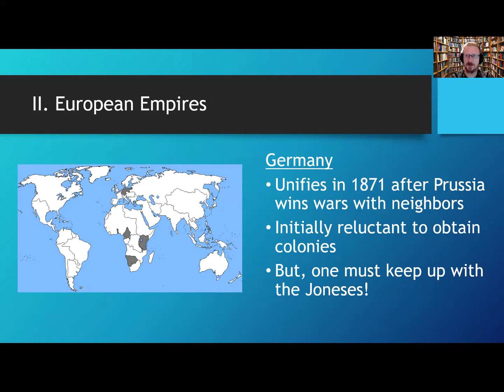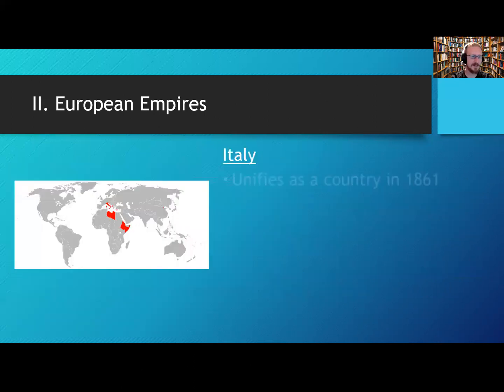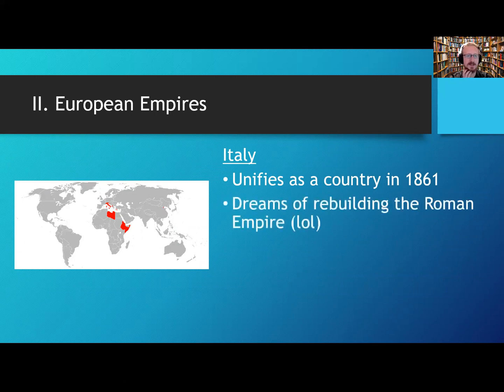So Germany does acquire some overseas colonies, but it's kind of a token effort to keep people at home happy. We get Italy. Italy also unifies as a new country in 1861, so 10 years before Germany did. That story is also really cool, but it's covered in your book, and so I'm not gonna cover it here.